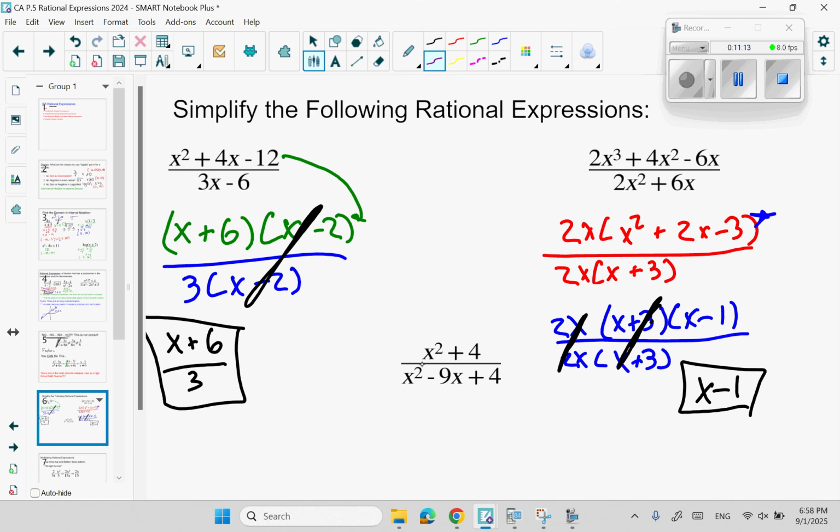Here, let's see, I get a sum of squares, so I actually can't break down my numerator. And then in the denominator, what multiplies to 4 and adds to negative 9? Nothing. So this actually is as simplified as it can be.